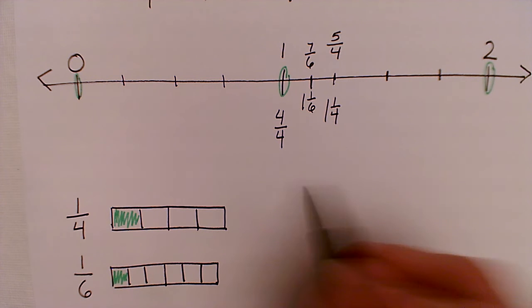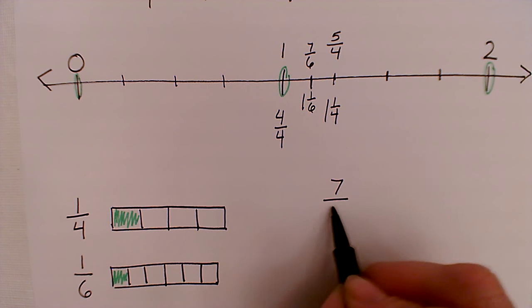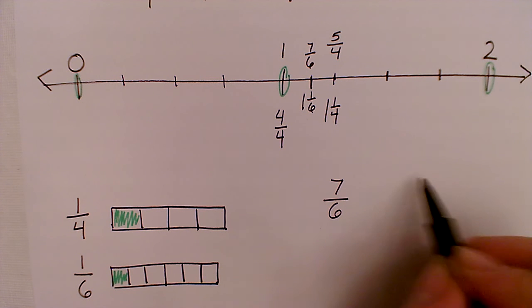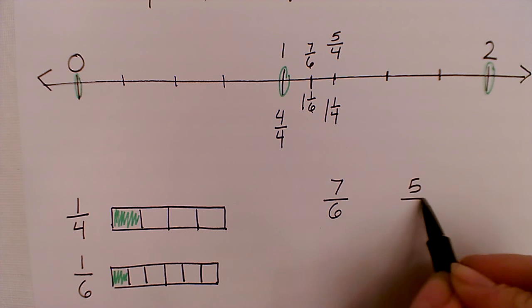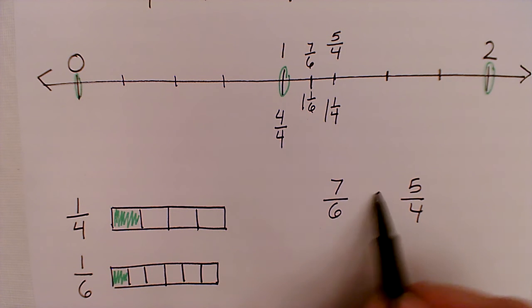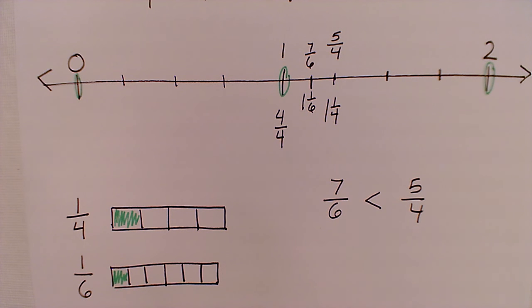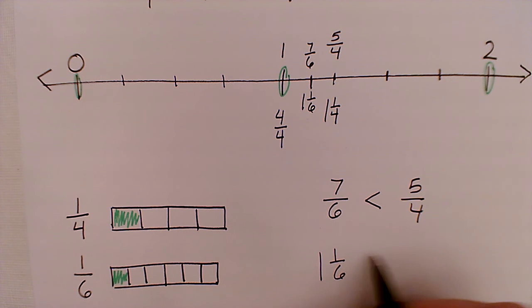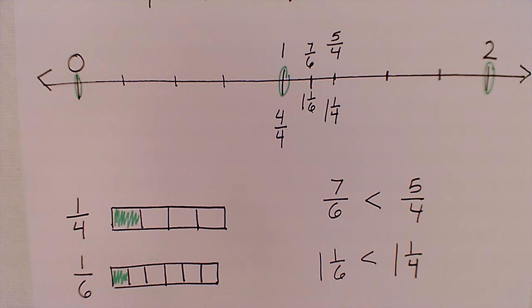So now if I wanted to talk about what's greater and smaller, I have my 7/6, I have my 5/4. If I look at them here, I can see 7/6 is less than, or smaller than, 5/4. And then I could also write it as the mixed numbers. 1 and 1/6 is less than 1 and a 4th.